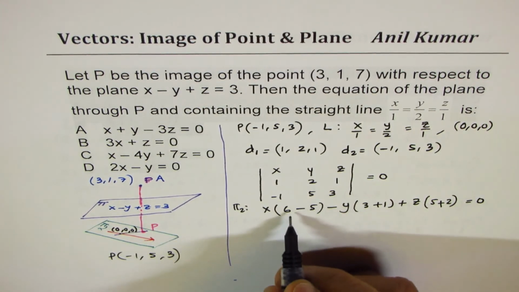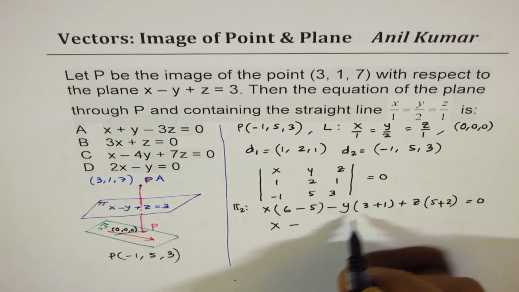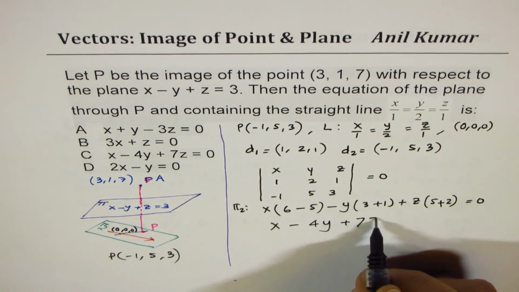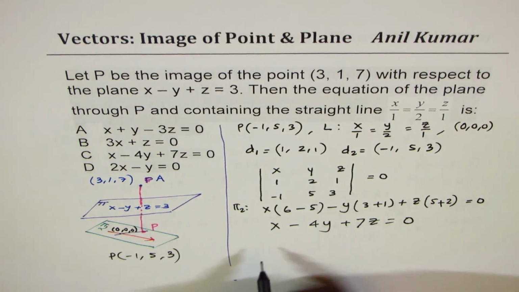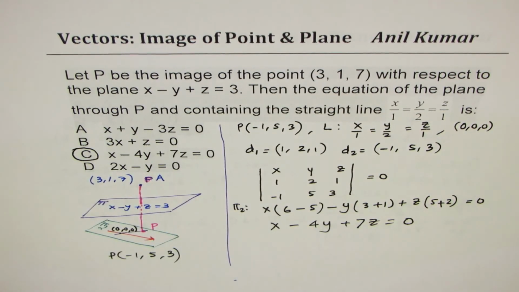Let's expand it. So we get 6 minus 5 as 1. So we get x minus 4y. Here we have 7z equals 0, right? So do we have an equation? Yes, we do. So equation C fits well. So that is how you are going to solve this question, right?